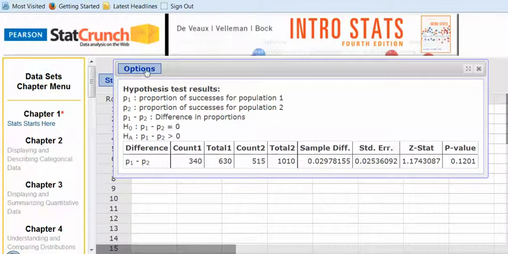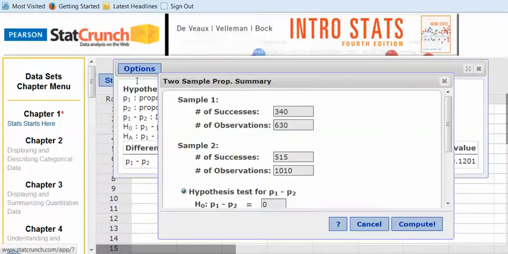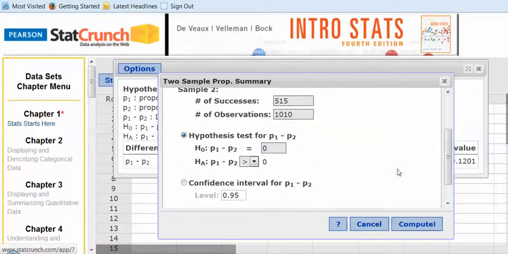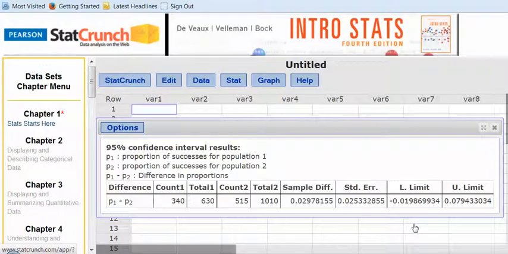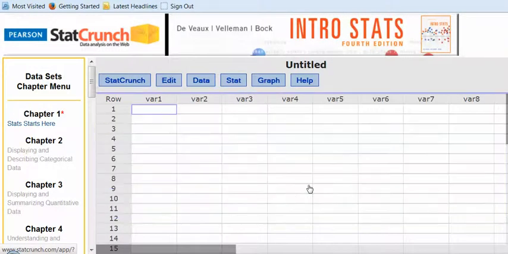Let's go ahead from the same window and do the confidence interval. So if we just scroll down in the window and we move over to the confidence interval, now notice what we see here. We see that the interval goes from about negative 2% up to positive 8%. So it encompasses 0, which agrees with what we found in the hypothesis test.